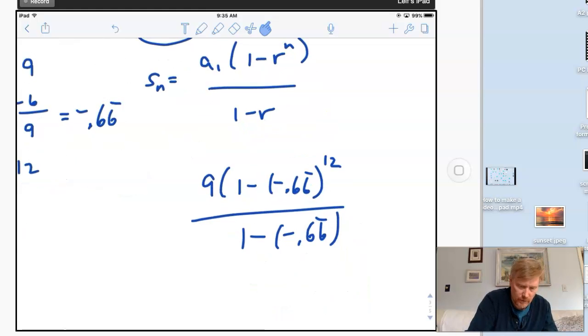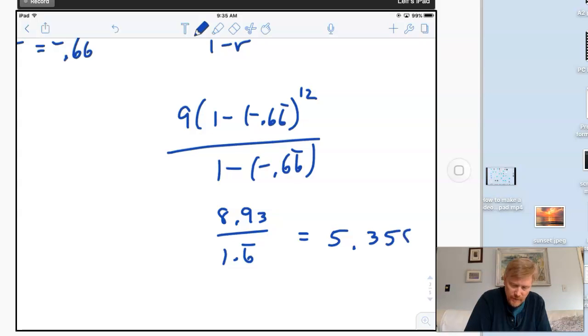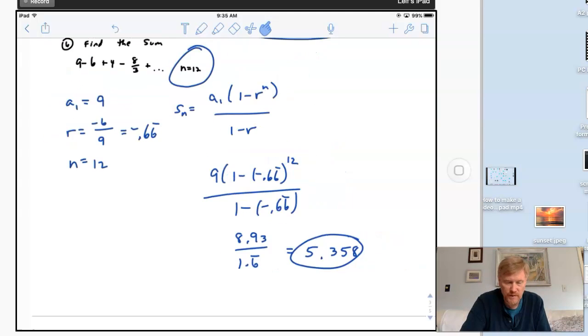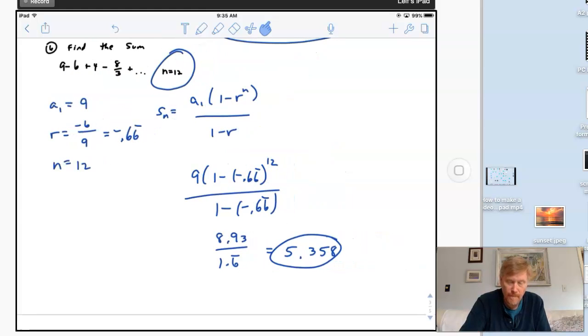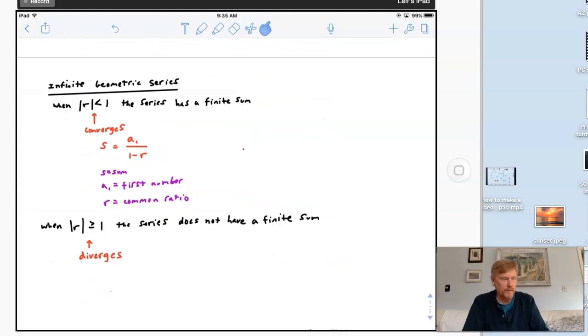Okay, so if I take those numbers and plug them into my calculator, you will get something like this, 8.93 over 1.6 repeating, which gives me approximately 5.358. Okay, so that's what I'm getting for an answer. That's approximately the sum for 12 numbers. All right, that's it. So next, I got a couple of these quick problems here.